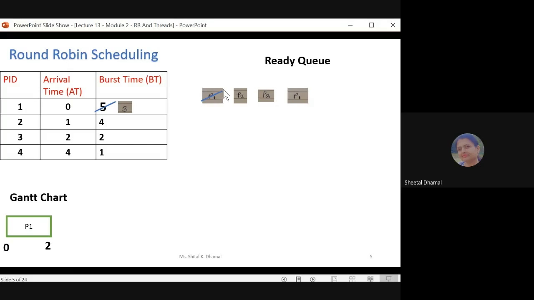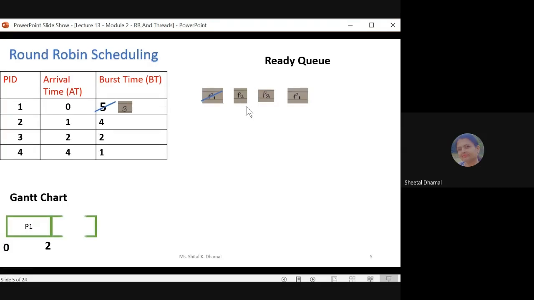Okay, so process P1 यहाँ से cut हुआ है, and that is added at the end of the queue because it has not finished its job. So that's why it is added at the end of the queue. Now here at the start of the queue, process P2 is there. Then in the Gantt chart, your process scheduler will shift the process P2 from the ready queue into the run state, or it will assign the CPU to the process P2.